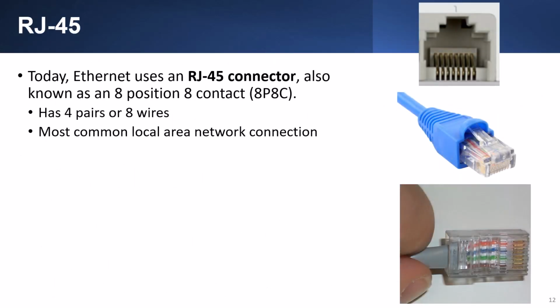Today, Ethernet uses an RJ45 connector, also known as the 8-position 8-contact, or 8P8C. It has 4 pairs or 8 wires. It is the most common local area network connection.